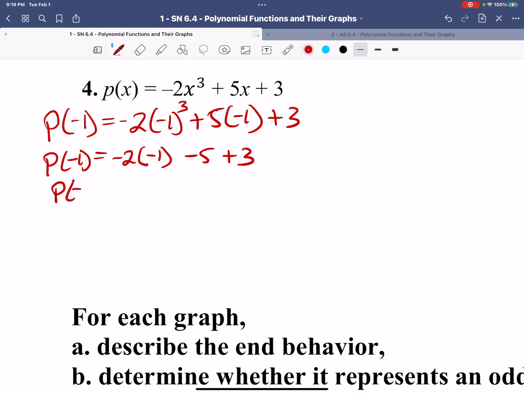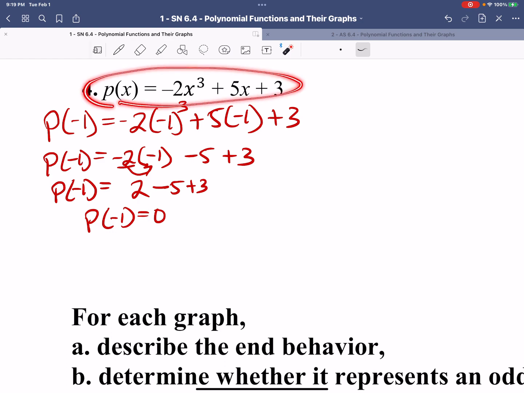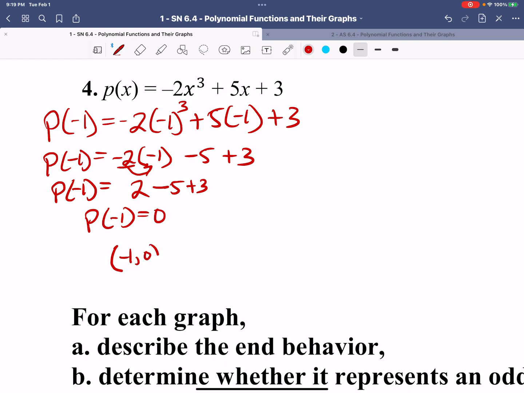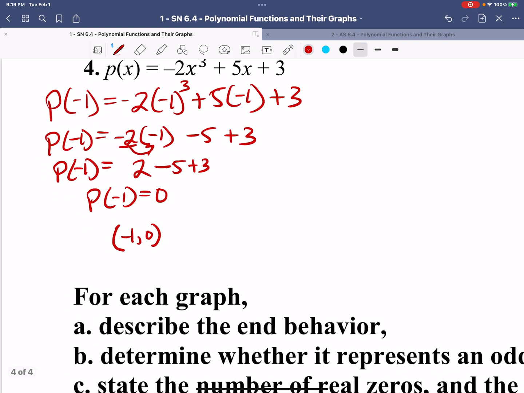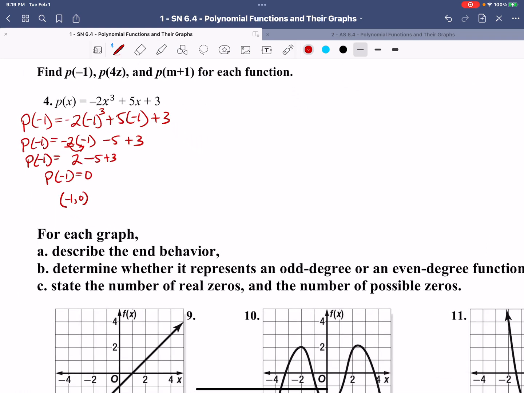And then negative 2 times negative 1, that's positive 2. And positive 2 minus 5 plus 3, so p of negative 1 is 0. So this equation right here would go through the point (negative 1, 0). Okay, so that's where we're headed in the next set of notes or so. But for future notes, we're going to want to be able to find a function's value by plugging in more variables and not necessarily a number. So we're going to practice that here today.